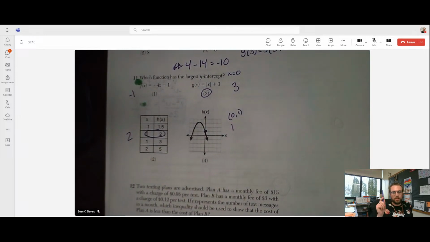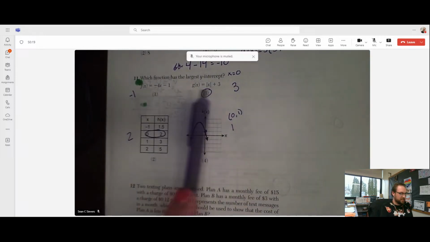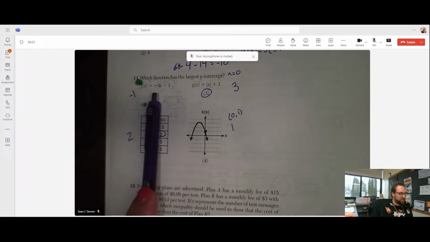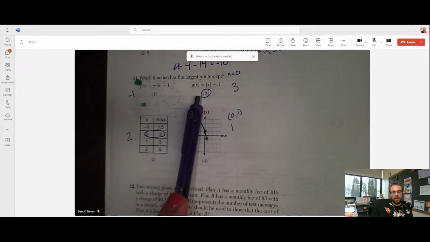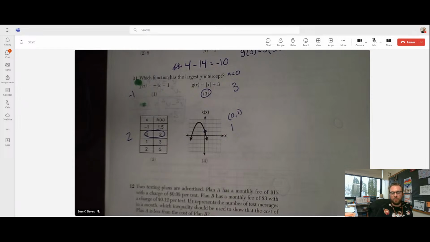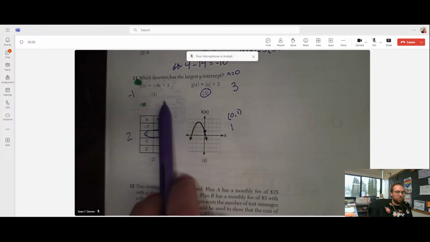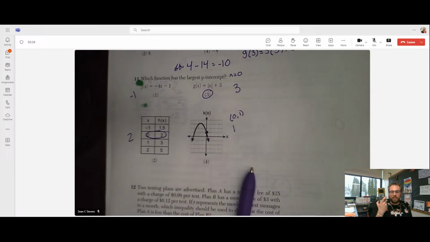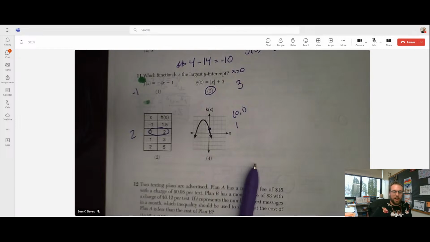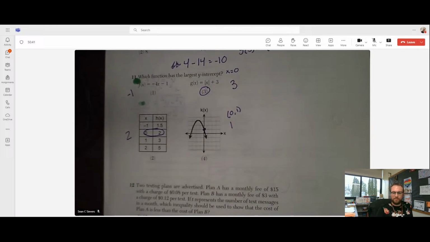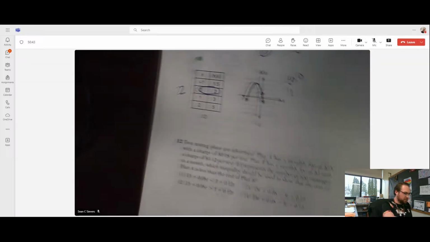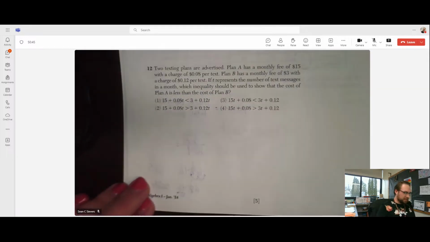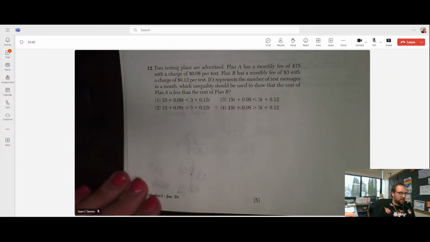Now the other way that you could do this is graph both answer choice 1 and answer choice 3, and then compare it to 2 and 4. Okay, because sometimes we might not remember how to find the y-intercept directly from the equation, but you can always use our calculator, right? Just type it right into y equals and pull up your graph to find that y-intercept. Okay, number 12. 2 texting plans are advertised.